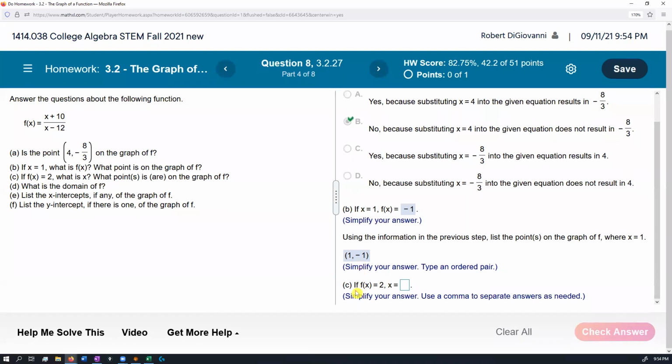Okay, now part C. If f of x equals 2, what is x? Okay, this one's tricky because this time they're saying the function's value is 2. So they want to know what x got plugged in. So we have to take the function and set it equal to 2. And then at this point, we will clear the fractions. We'll multiply both sides by x minus 12. And we'll get x plus 10 equals, distribute, 2x minus 24. And this is just a linear equation. So I'll move my x's over to the right by subtracting x, and I'll add 24 to both sides. And when we do that, we should just get x over here, and over here we should get 34. So x is 34.